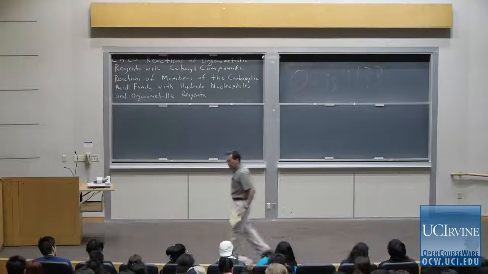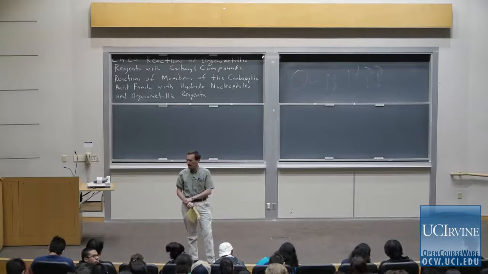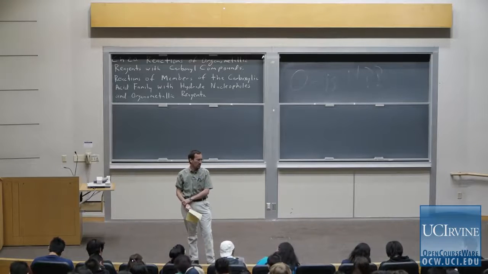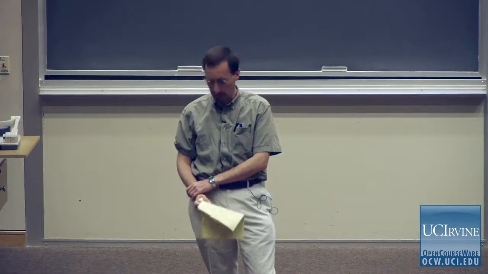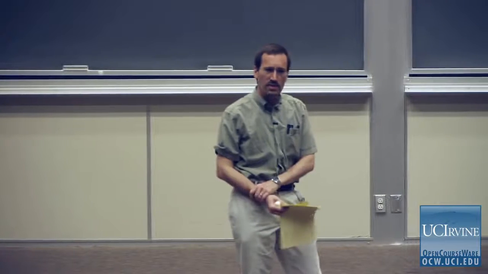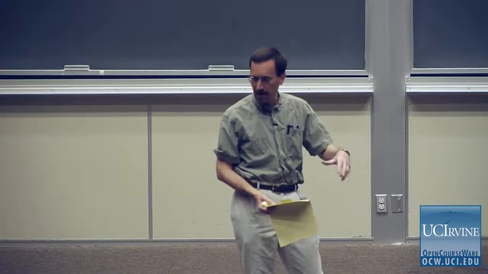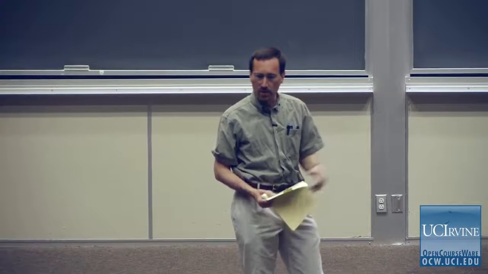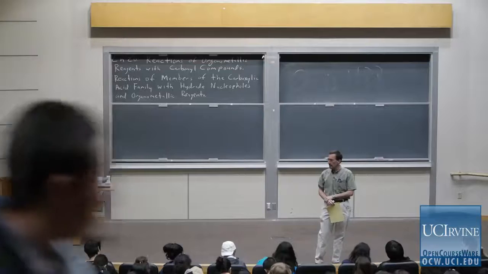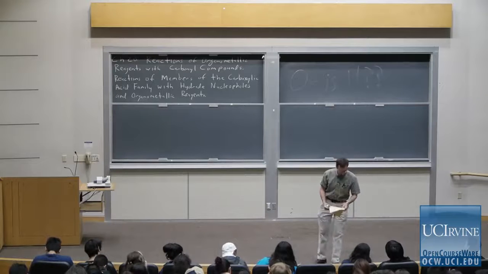So today we're going to continue our discussion of chapter 20, and I'd like to introduce organometallic reagents and talk about their reactions with carbonyl compounds and their reactions in general. Then we're going to talk about reactions of members of the carboxylic acid family with hydride nucleophiles and with organometallic reagents. And if there's time, we'll conclude by talking about use of these reagents and these reactions in synthesis.